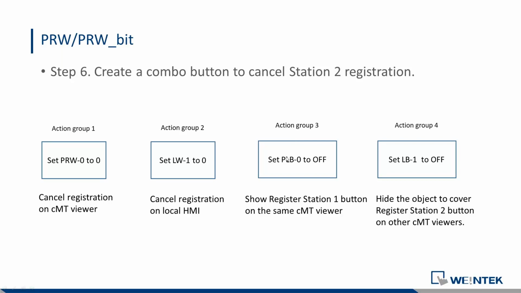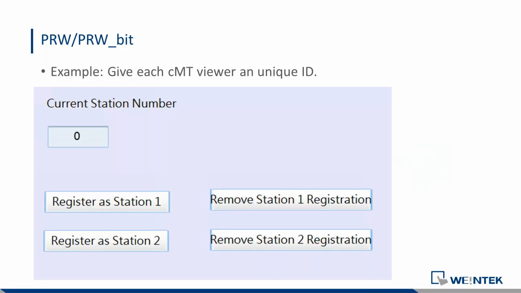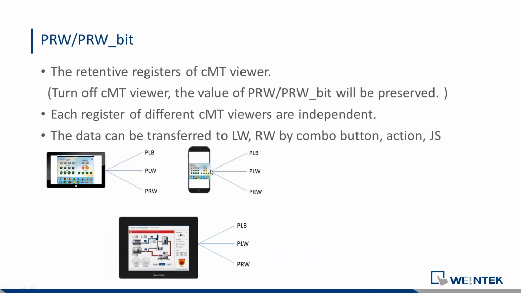Okay, there's a question about what is the difference between PLB and LB. The difference is like what I just explained here. The PLB address will only exist on each CMT viewer, and they are independent. When I turn PLB0 on on the cell phone, the PLB address on the tablet and on the HMI will remain off, so they will not move together. But the LB address is the address of the local HMI, so when I turn on LB0 on the tablet, all the LB addresses on the phone and on the HMI will also be on. So that is the difference.